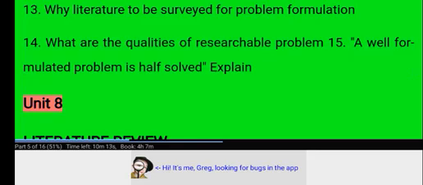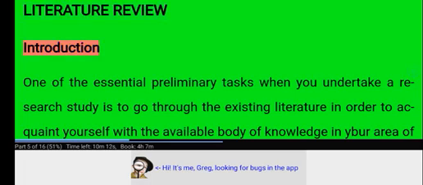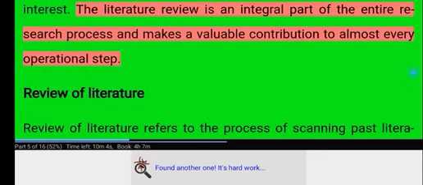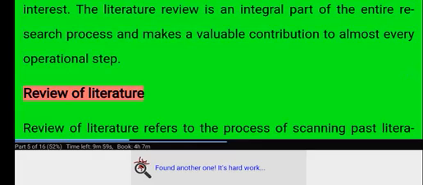Explain. Unit 8. Literature review. Introduction. One of the essential preliminary tasks when you undertake a research study is to go through the existing literature in order to acquaint yourself with the available body of knowledge and area of interest. The literature review is an integral part of the entire research process and makes a valuable contribution to almost every operational step. Review of literature.